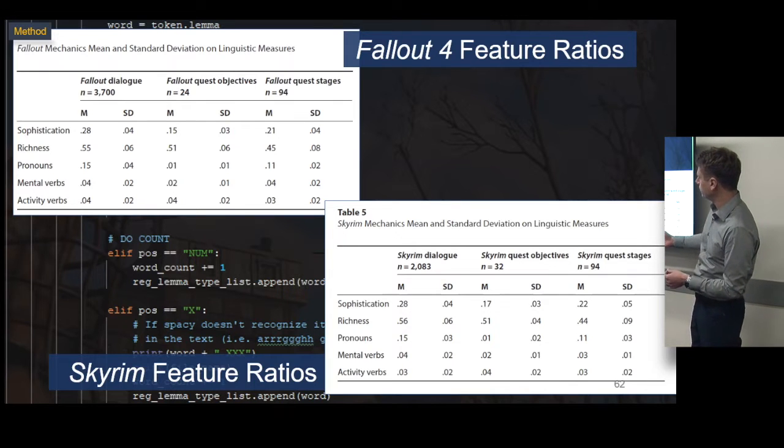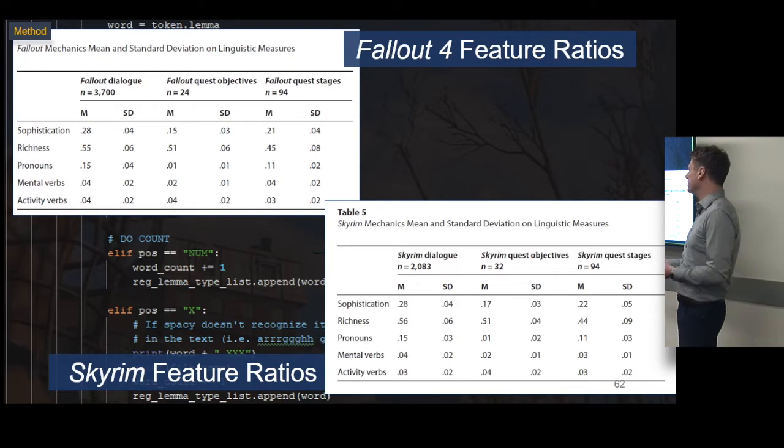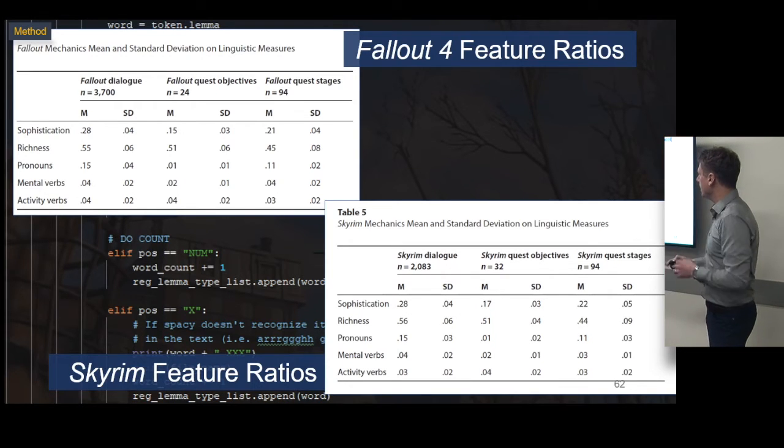So in the end, this is what the data looked like after I did the counts. It's just the mean of the number of times that feature appeared in a text divided by the total number of words for each of the 6,000 texts, and then getting a mean for that. And this will make more sense in a minute here.